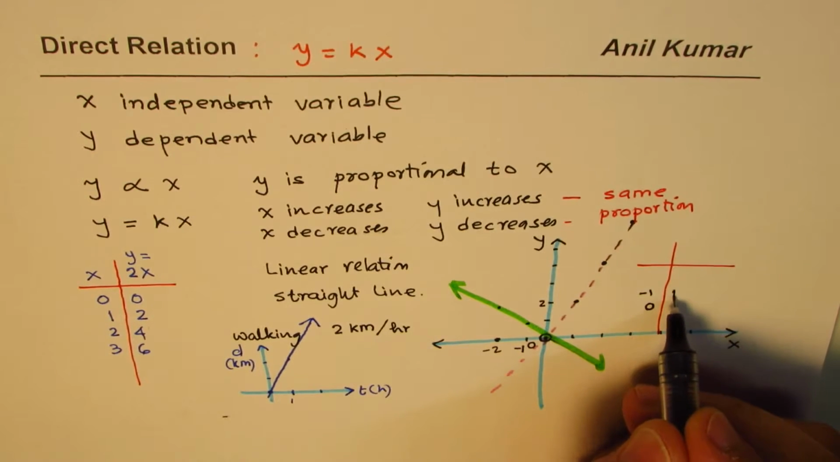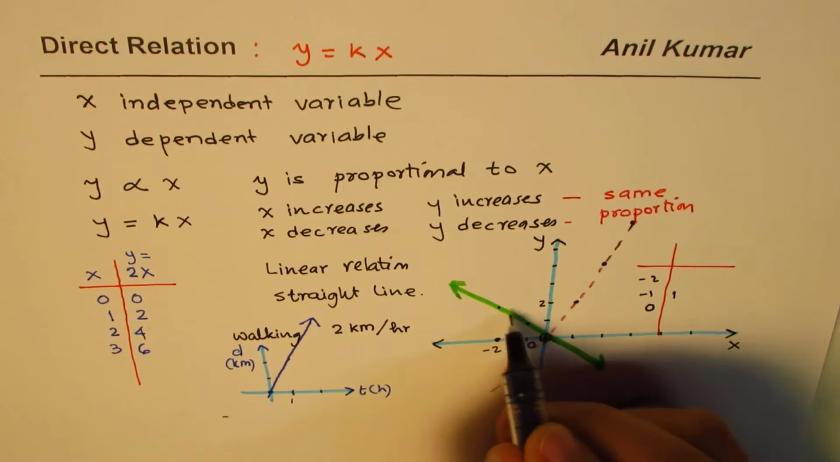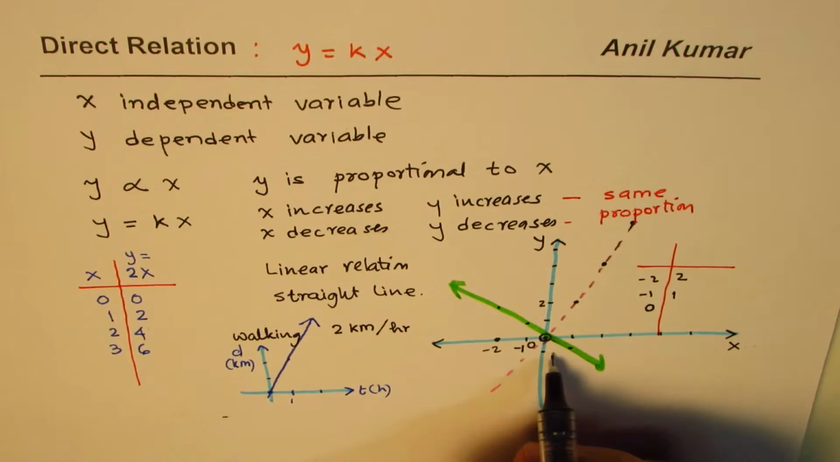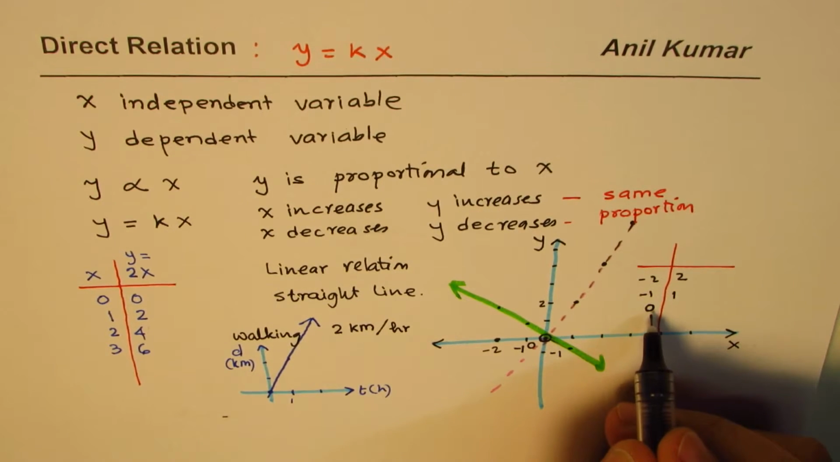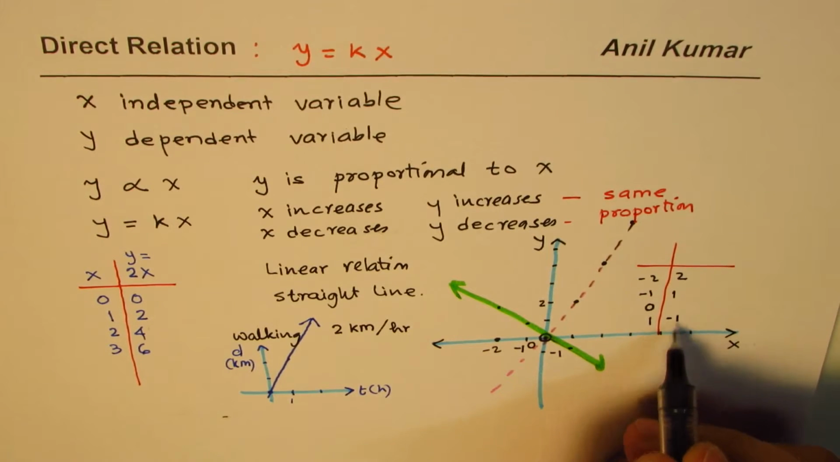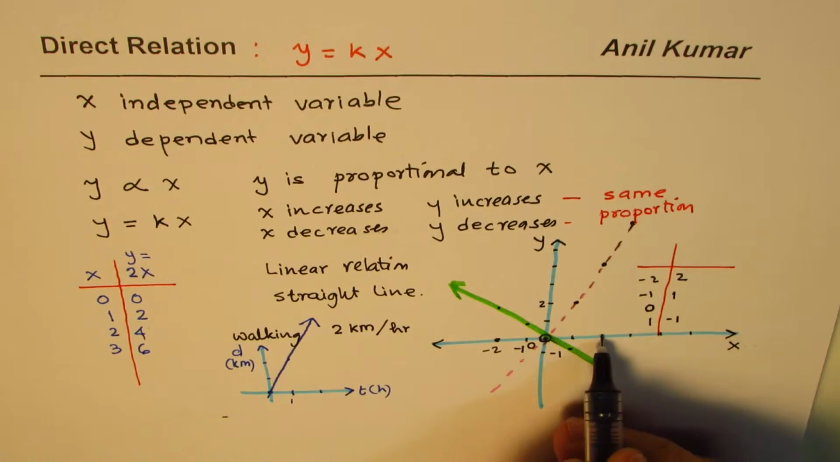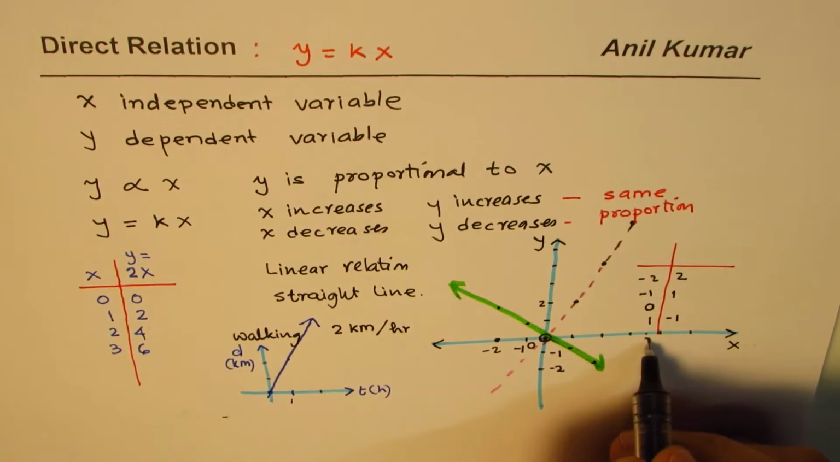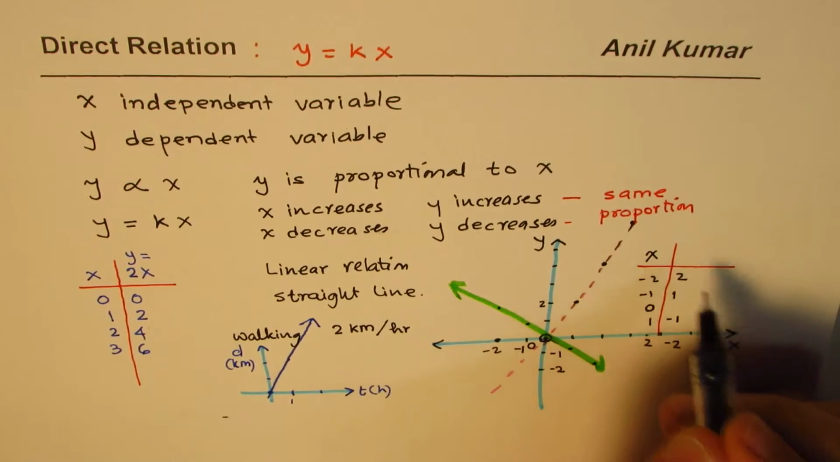So the y value is 1. If we go to -2, the y value is 2. And if I take a value here, at 1, we get -1. And at 2, we get a point which is at -2. So these are my x values.